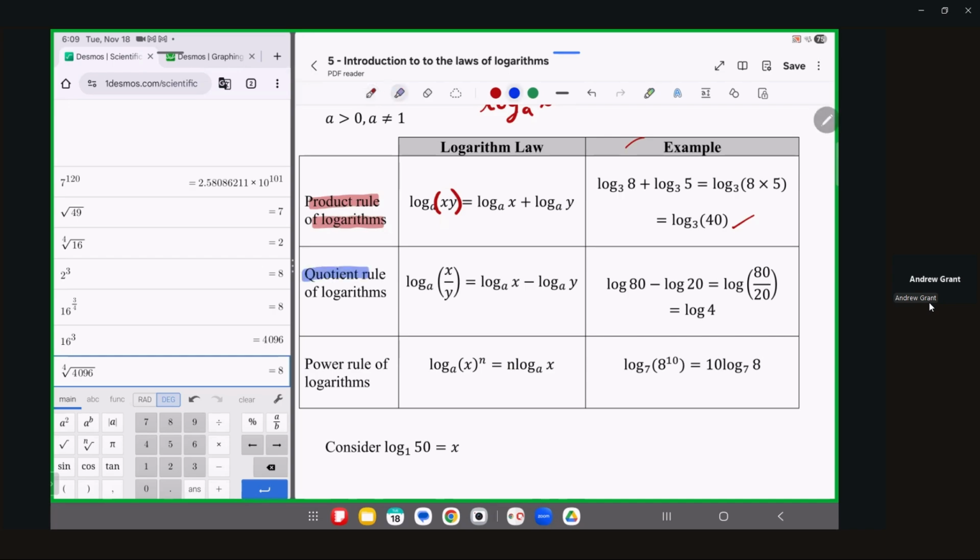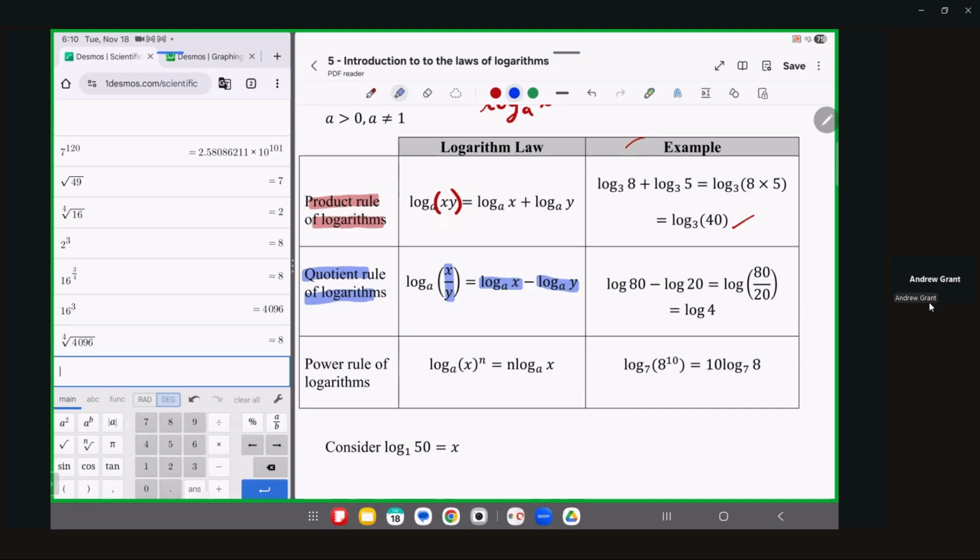What about the quotient rule of logarithms? Well, if you have log base a of x over y, that's the same thing as log base a of x minus log base a of y. And so if you wanted to simplify this down, you could say log 80 minus log 20 is the same thing as log of 80 over 20, which is log of 4. A calculator can also be used to verify this is the case.